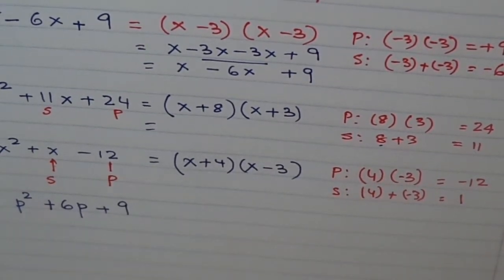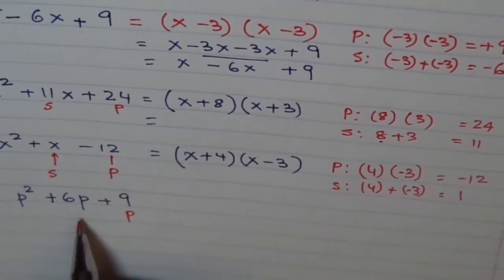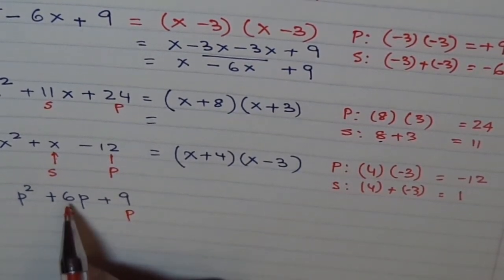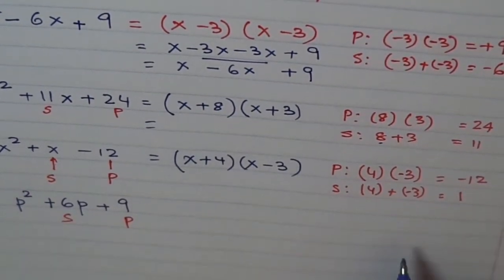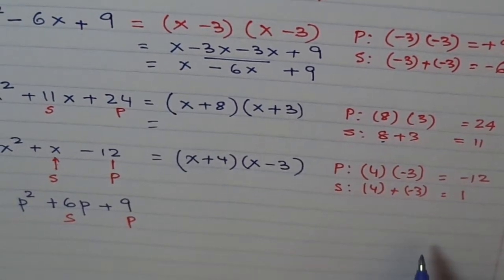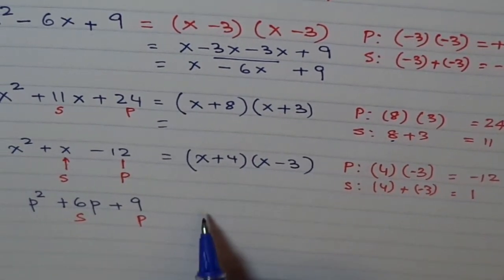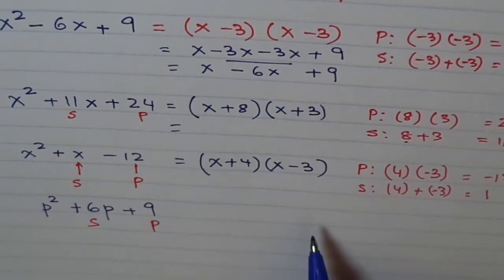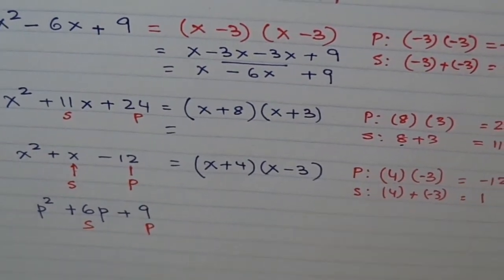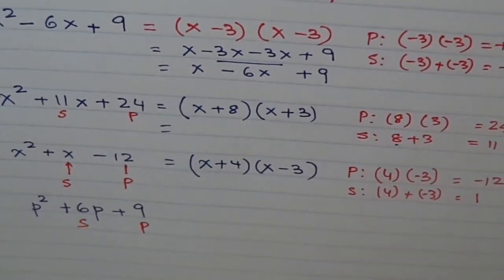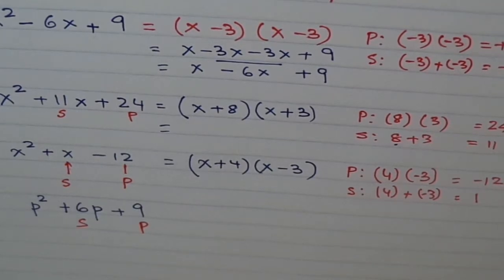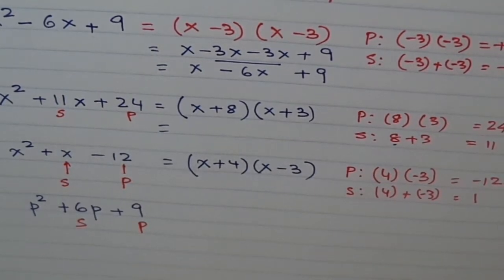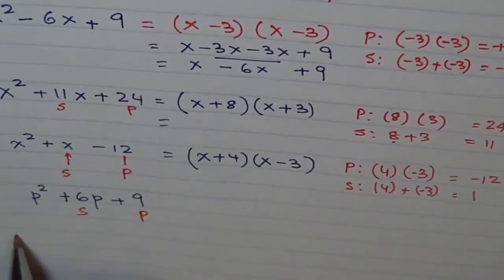Well, here, what is the product you're looking for? 9 and sum of 6. So the numbers are plus 3 and plus 3. So you get x plus 3 times x plus 3. Correct? So that is how factoring is done for trinomials where a is 1. So you can try out some problems on your own.